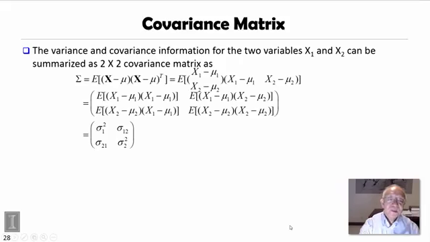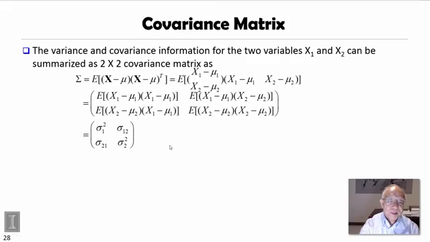In many cases, for two variables, we may want to write their variance and correlation information into a 2x2 covariance matrix form. For example, variable 1's self-correlation is essentially its variance, which is this one. The covariance between 1 and 2 is defined here, between 2 and 1 is defined here, and then that's variable 2's variance.